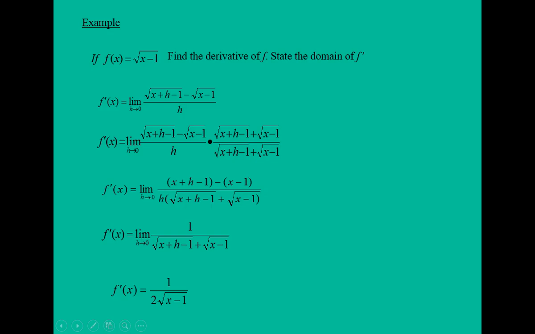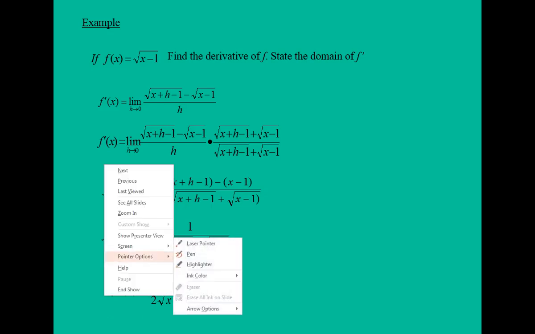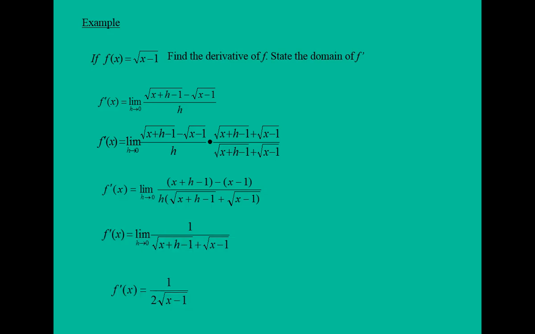In the denominator we have a square root of x minus 1. We know that the square root cannot have a negative number or 0. So we would have to have x minus 1 has to be greater than 0. So x would have to be greater than 1.